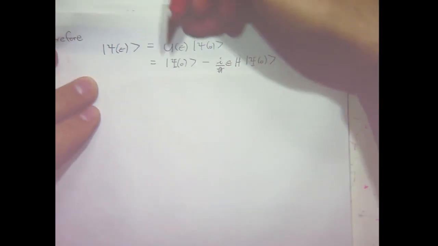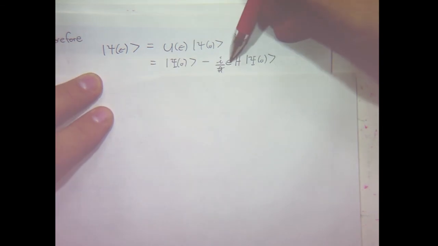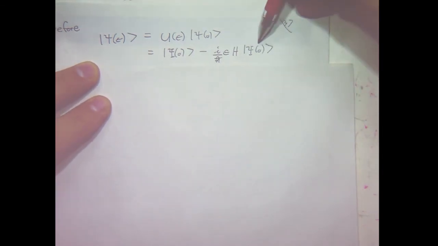So, therefore, what we have is that the time evolution operator evaluated at very short time epsilon operating on the initial state gives the state at a short time later, psi of epsilon. But the unitary operator is I minus (i/ħ) epsilon H. Like that.